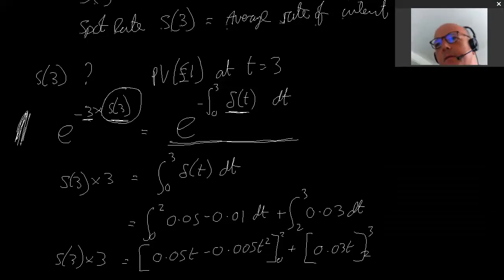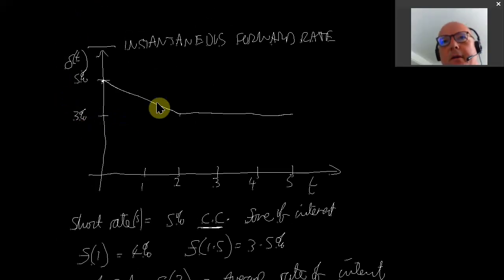You can see what's happening there, and I'll get eventually what S3 is, and S3 will be something broadly in line with the average across here. So it'll be about 3.67%, because it's the average rate of interest between 0 and 3. Okay, so that is the spot rate of interest.